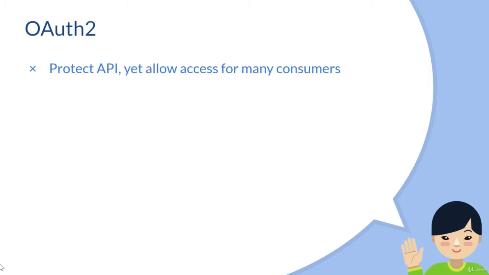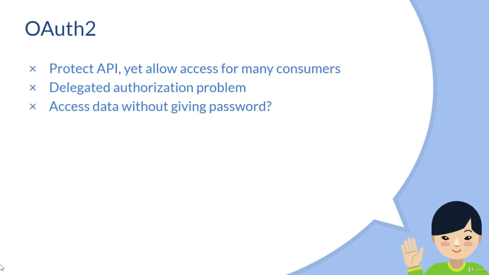Companies need to protect their REST API in such a way that it's secure but still allow many consumers to access them. In the old days, consumers entered username and password, and the application would log in directly as a certain user. This raised the delicate authorization question: How can I allow an application to access my data without necessarily giving it my password?